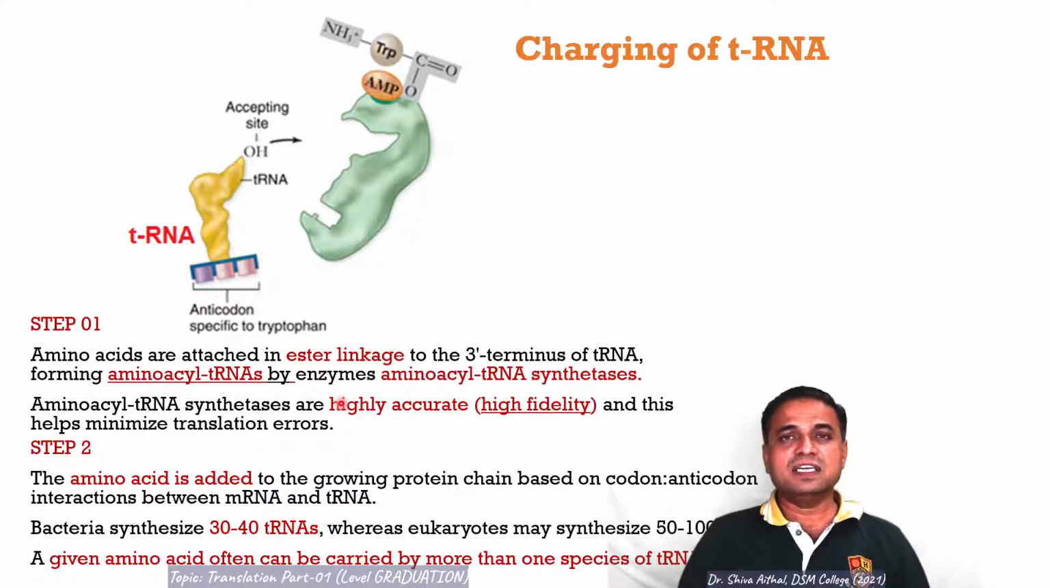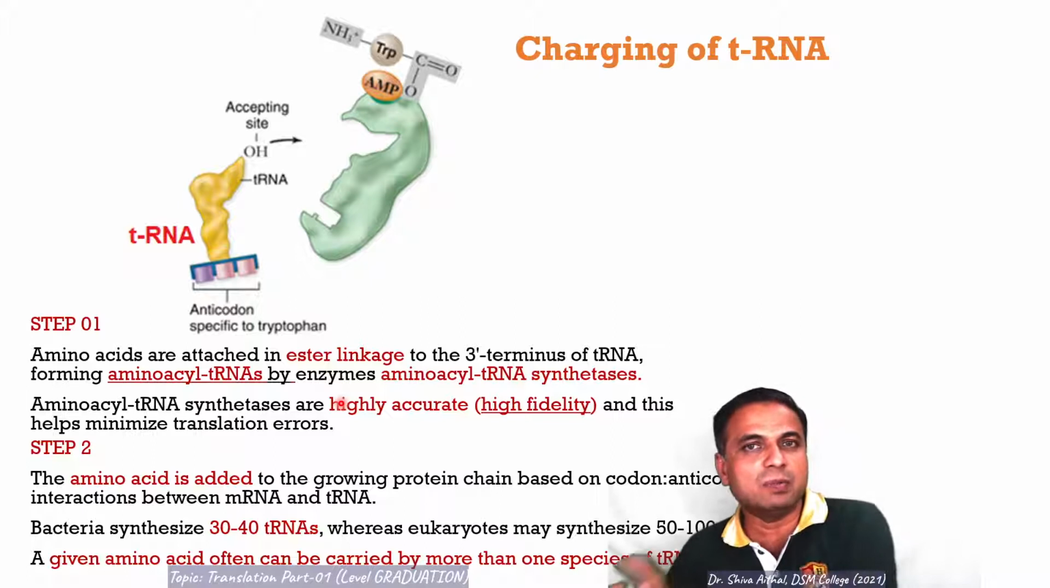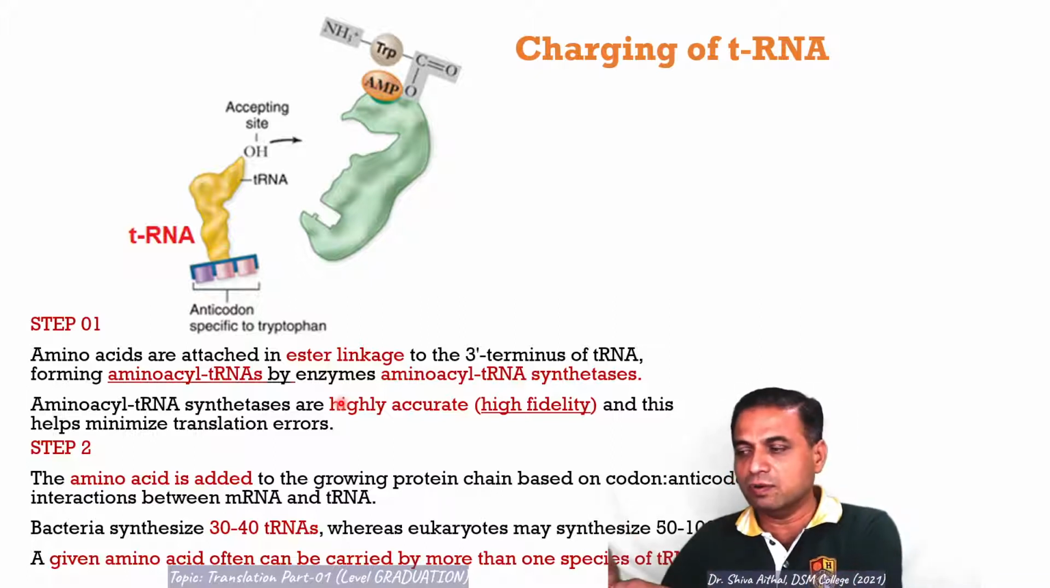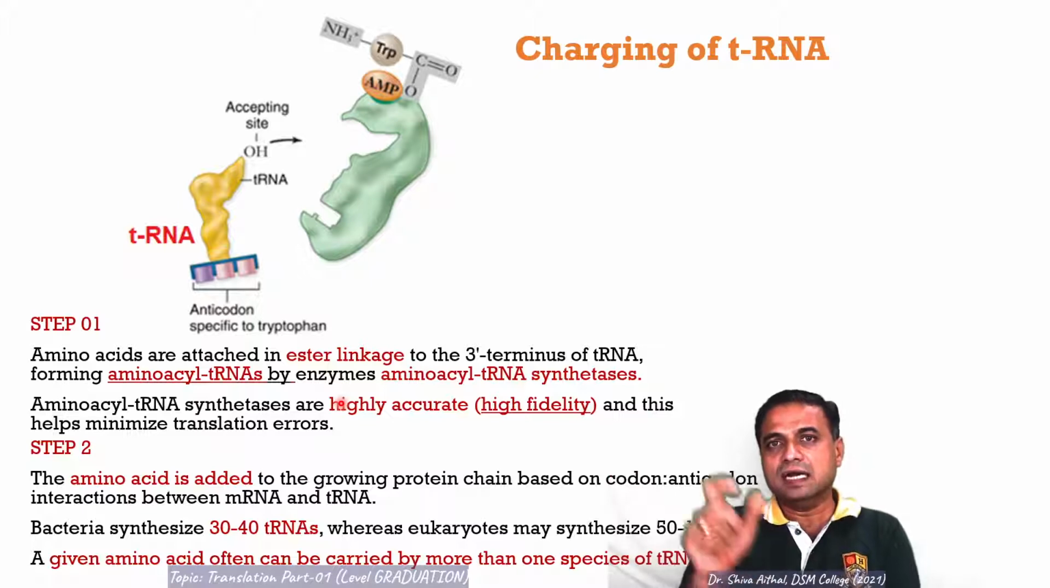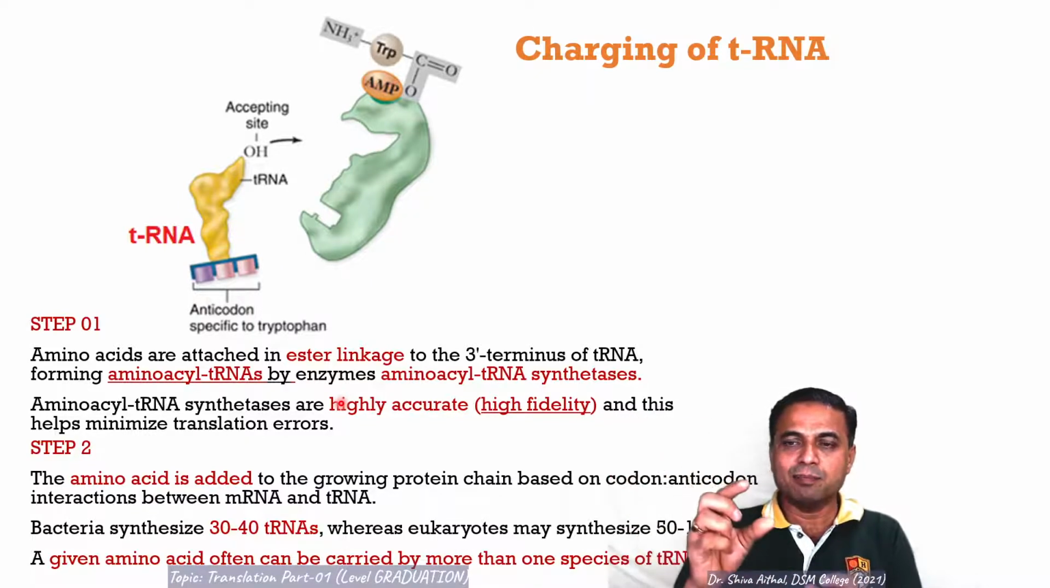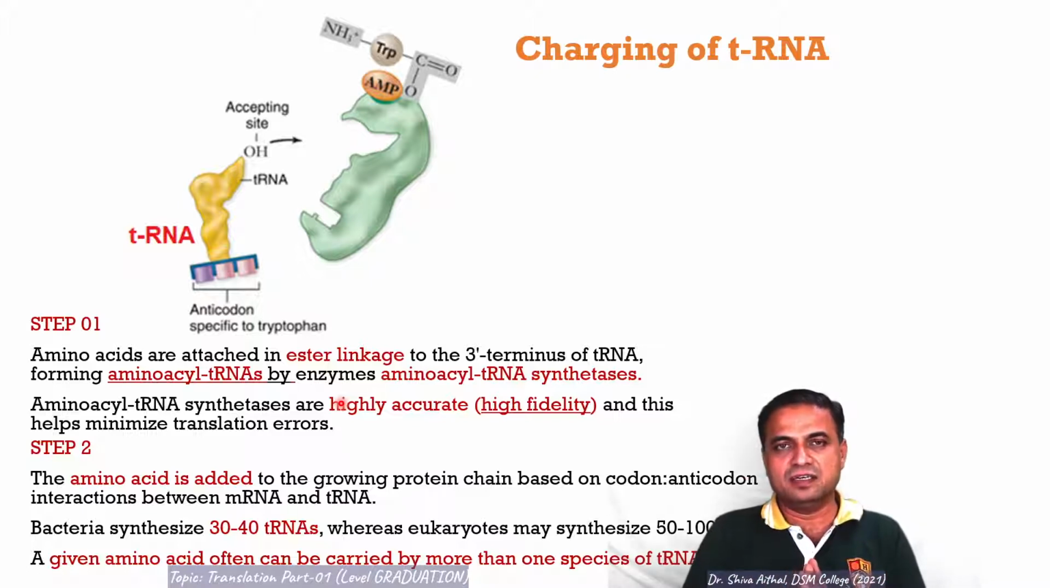The charging of the tRNA is very important here. This takes place somewhere else from the site of protein synthesis. This charging does not take place on the ribosome or afterwards. It is already charged in the cytoplasm, maybe in the amino acid pool. There the tRNA will go, it will bring the corresponding amino acid corresponding to its anticodon. Anticodon and the amino acid are matching the codon. So a correct amino acid is brought. This is almost always a highly accurate, high fidelity process, and this minimizes the errors of mutation.